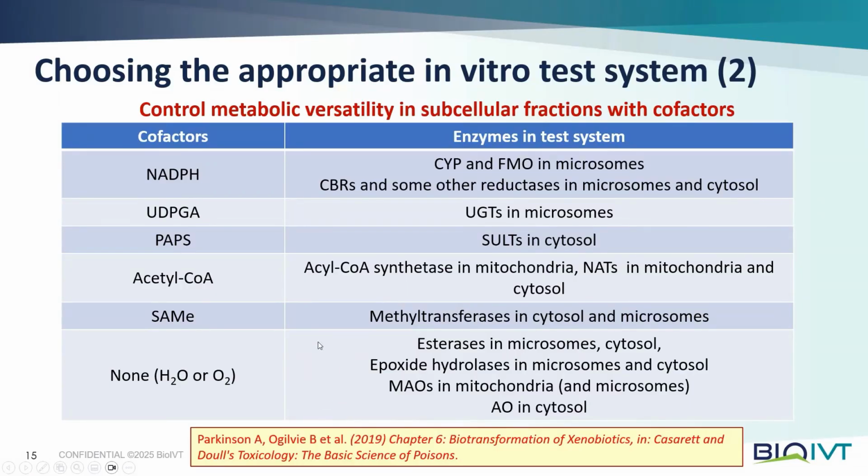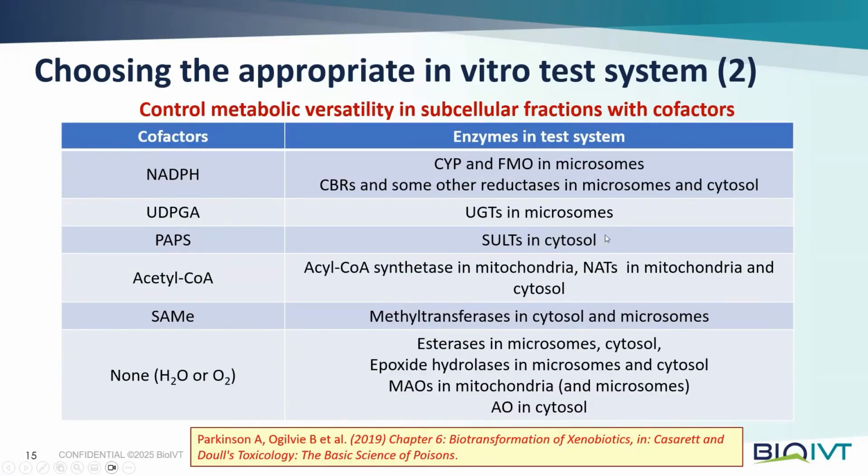And then a lot of enzymes really have no cofactor unless you consider water or oxygen. So you have esterases in microsomes, also in cytosol, epoxide hydrolases in microsomes and cytosol, and then the monoamine oxidases, as I mentioned, in the mitochondria, but also in microsomes. And then you have the aldehyde oxidase, which is essentially only in the cytosol.